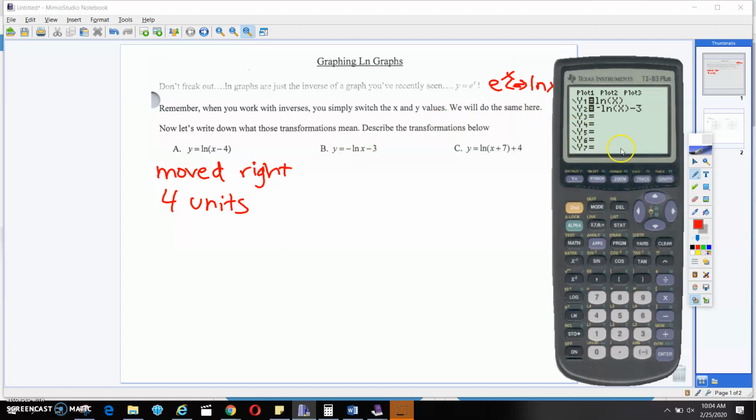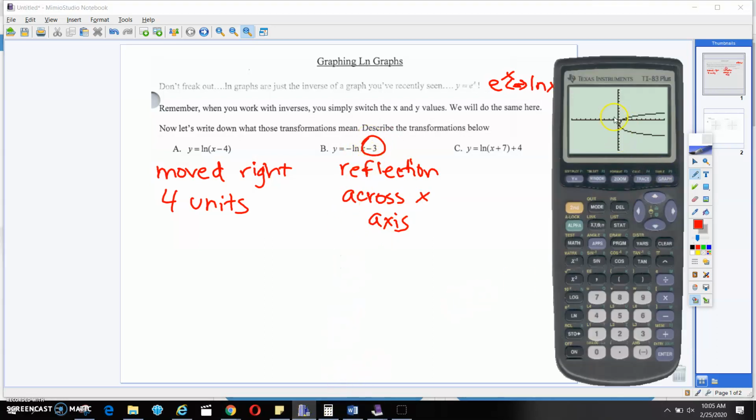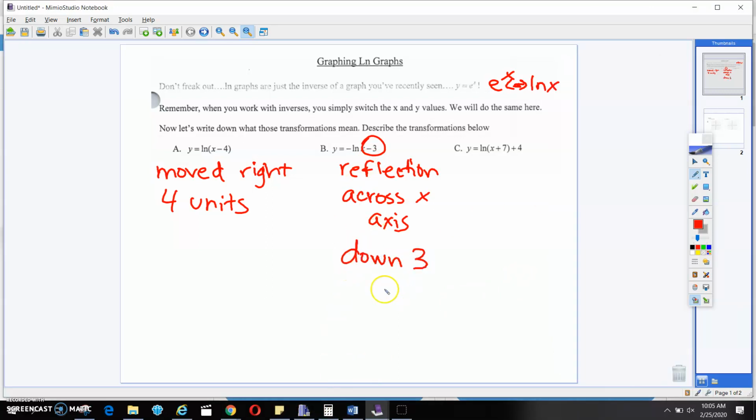Okay? When you hit graph, there's the parent function, and then here's the other one. So what happened? Okay. Wait, it says error. Okay, y'all told me that it flipped. That's really called a reflection across the x-axis. Okay? Now this minus 3 right here, that minus 3 means that we shifted down 3 units. Okay, so we went down 3 units. With me so far? Yes.